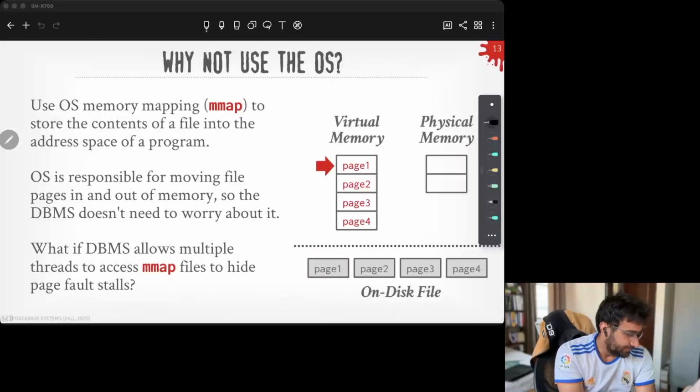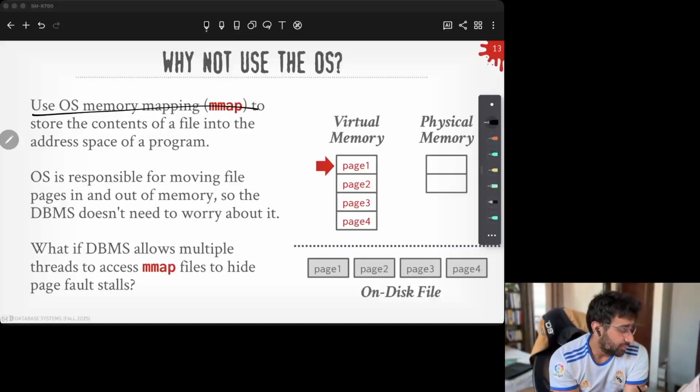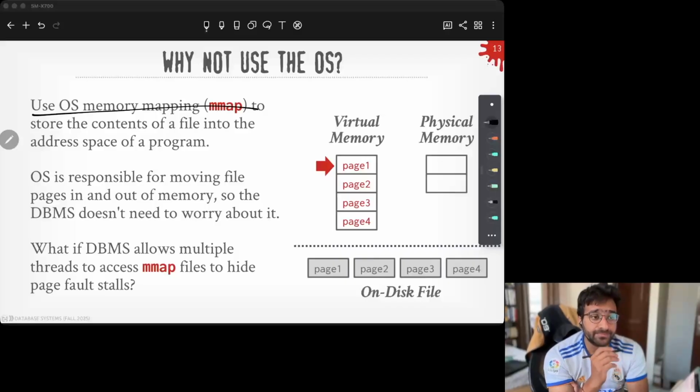Okay, so let's talk about mmap now. The OS uses memory mapping to store the contents of a file into the address space of the program. The OS is responsible for moving file pages in and out of memory, so the DBMS does not need to worry about it. You don't have to worry about writes or reads. The database system can allow multiple threads to access mmap files to hide page fault stalls.